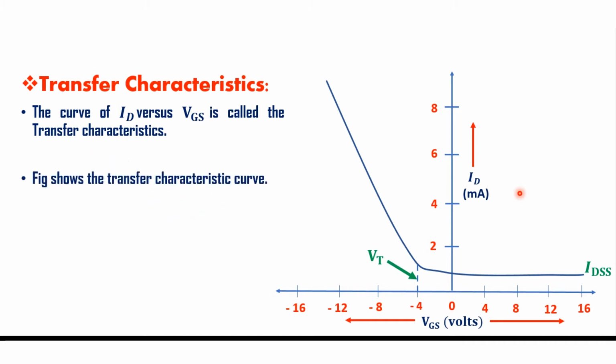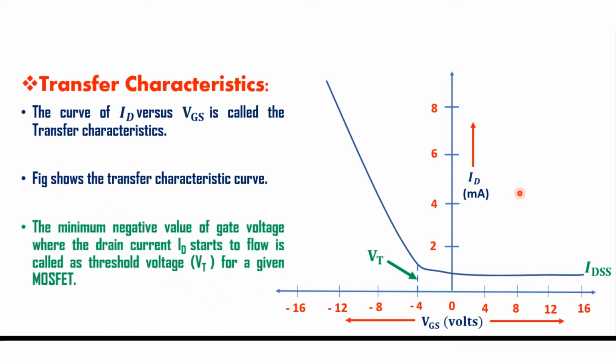This figure shows the transfer characteristics curve. See, this is the negative and this is the positive value of gate to source voltage, and this is the minimum negative value of gate to source voltage where the drain current ID starts to flow. This is what we call the threshold voltage for a given MOSFET.